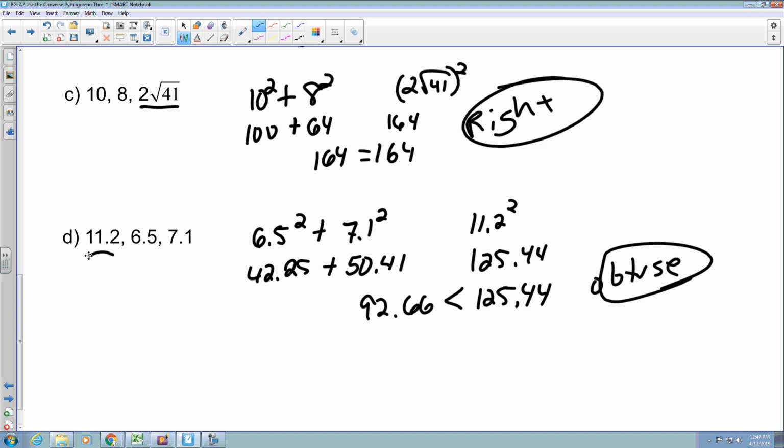Okay, and that is how we apply the converse of the Pythagorean theorem.